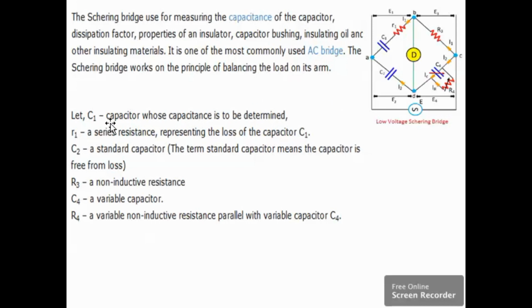Let C1 be the capacitor whose capacitance is to be determined. And here you can see a small resistance R1. R1 is a series resistance representing the loss of the capacitor C1. And C2 is a standard capacitor. Here in the second arm, C2 is a standard capacitor. R3 is a non-inductive resistance. Then R4 is a variable non-inductive resistance connected in parallel with the variable capacitor C4.